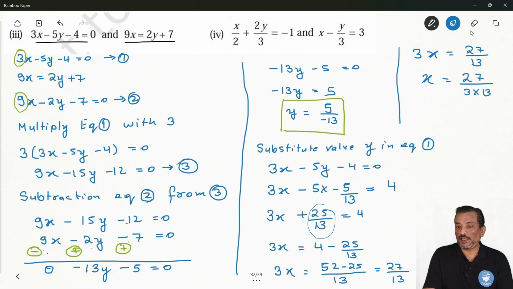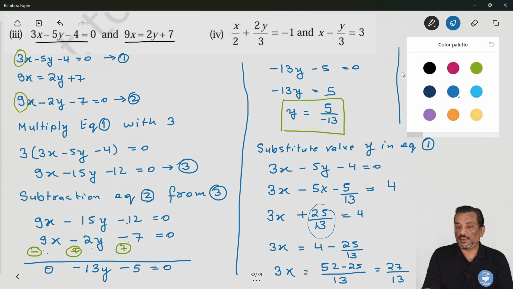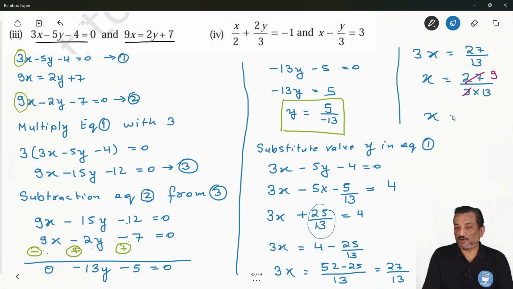So x is equal to 27 over 3 times 13. So you can say here this 3 and this 9 you will get. So you will say x is equal to how much you will get? x is equal to 9 over 13. So this is your x value. Hope you have got it.